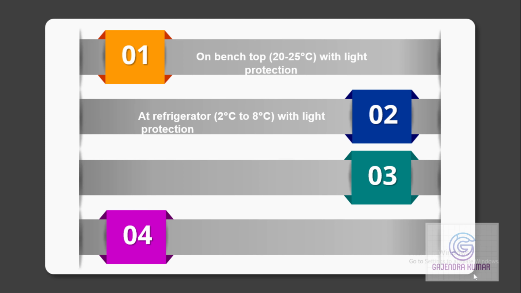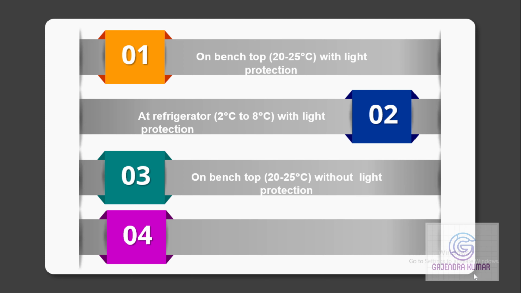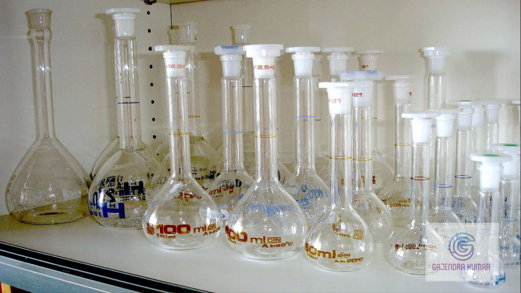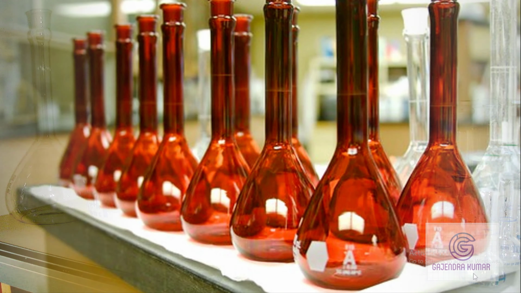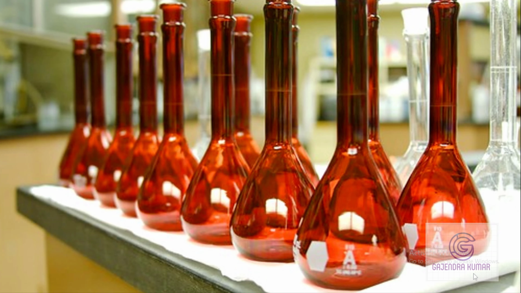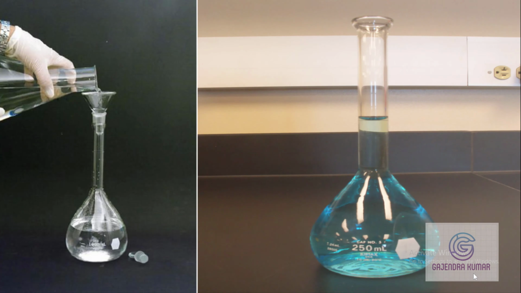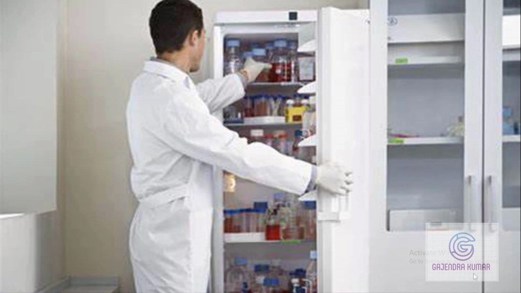If you want to check the impact of both light and temperature, then store your solution without protecting it from light at both temperature conditions, that is, at benchtop and refrigerator. If you want to check the impact of both light and temperature, store your solution in clear glassware. If you want to check the impact of only temperature, then store in amber glassware. Prepare the solution as per the test method. Store this solution on the benchtop and store another set in a refrigerator.